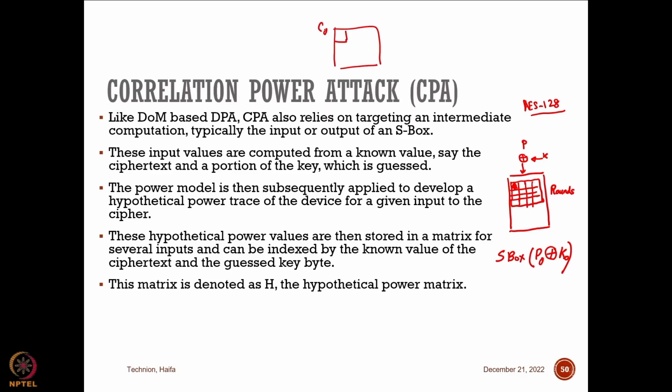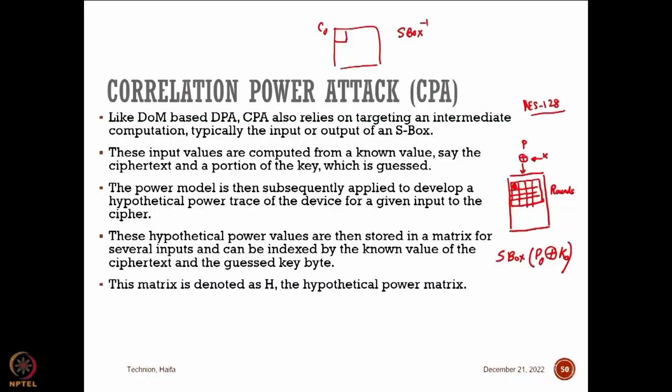Rather than doing S box of P0 XOR K0 like this, we will just do the inverse S box, because the S box is a bijective map, so it is a reversible operation. So I will be focusing on this step. But in this case K0 will be the 10th round key.